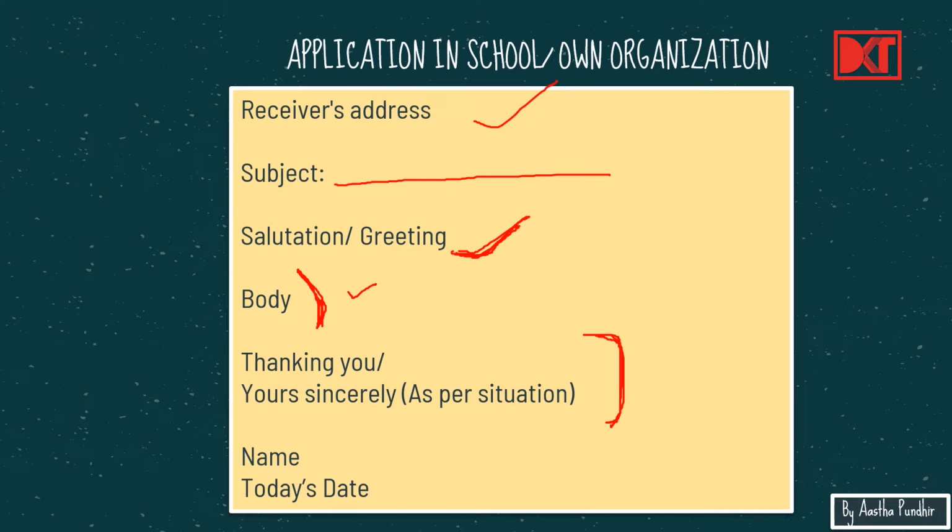Suppose you're a student, you may write yours sincerely, and if you're writing to somebody else, you may write yours respectfully. There are a lot of variants which differ as per the situation. Then you write your own name and today's date. Like you sign and then put the date. All right. So that's a brief format of the application that you have to give in your own organization.